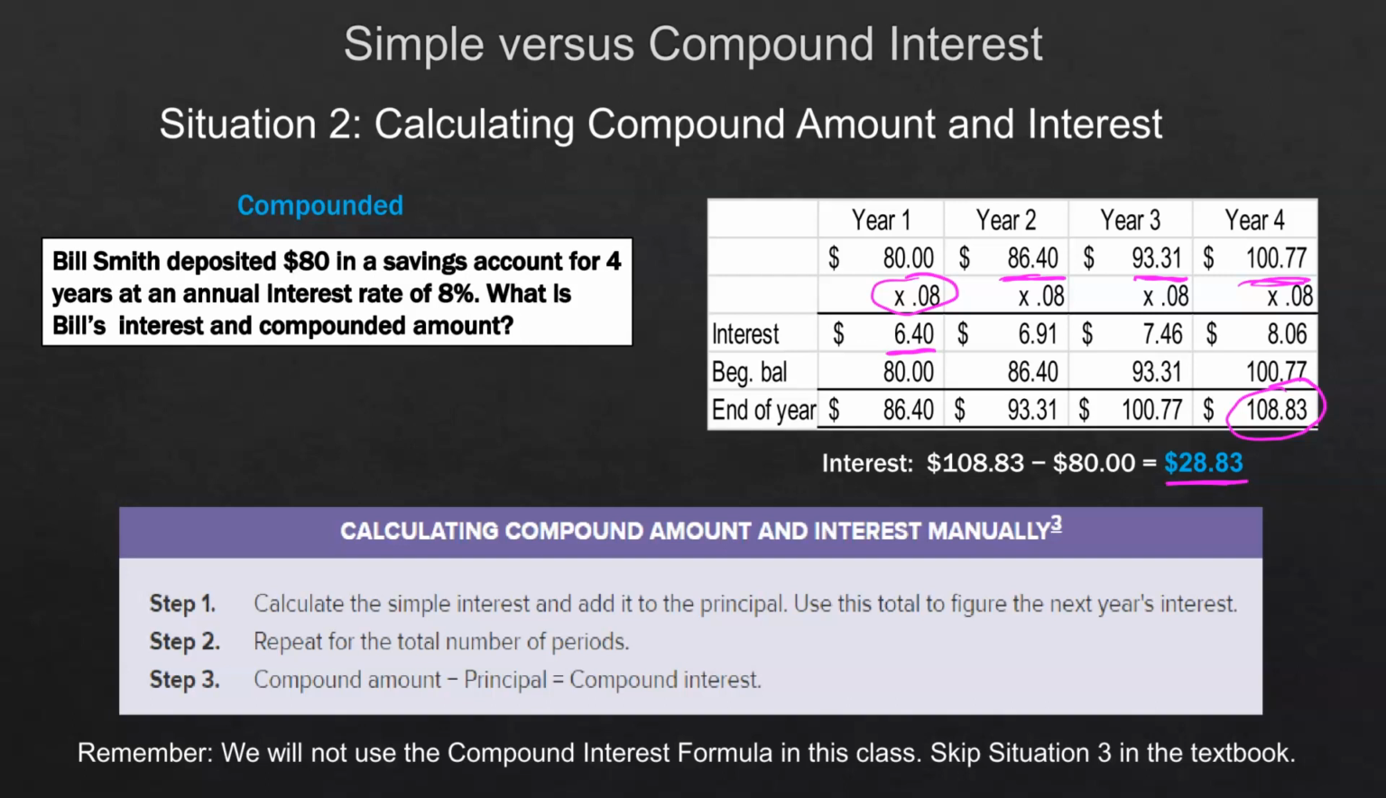Now we are going to use our calculator mostly, but we're going to calculate this at least once by the long method, and you'll see that coming up. All right, now notice we will not use the compound interest formula. There's a big old formula that we're not going to use, so you can ignore that. That's situation 3 in your textbook. You'll be happy when you see the formula that we're not doing that.